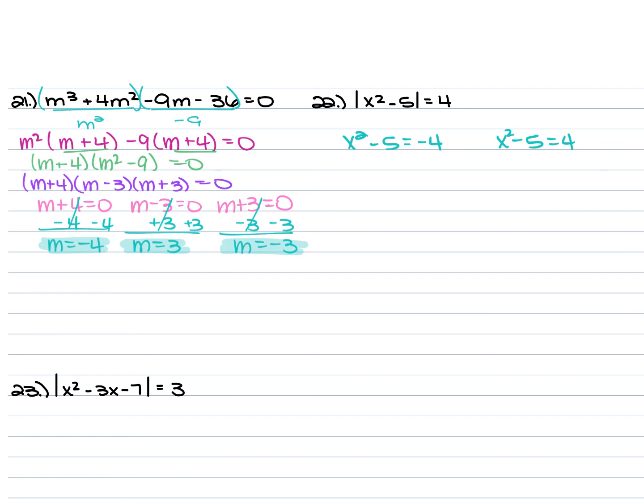Move your 5 over, add it to both sides. You can do this for both of them, and it's going to leave you with x squared is equal to 1, and x squared is equal to 9. From here, you're going to take the square root of both sides. So this is going to give you x is equal to plus or minus 1, and x is equal to plus or minus 3.